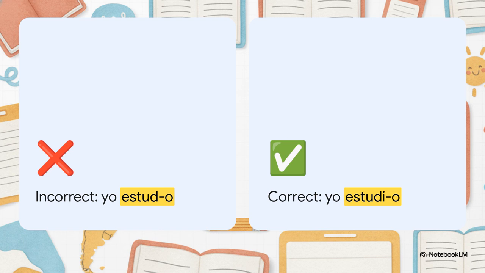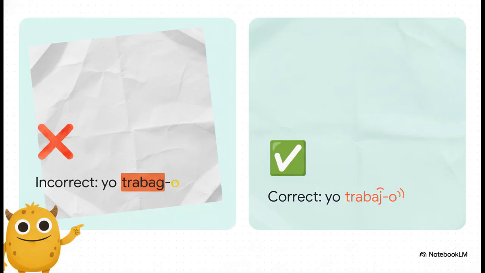You want to pronounce all those vowels really clearly so they don't get lost. It's 4 distinct beats. Let's try it. Yo estudio. Say it. Yo estudio. I study. Whatever you do, don't drop that I. Our second quick warning is for the verb trabajar, to work.